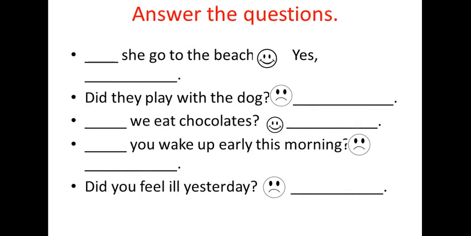And here we have some exercises to practice. So remember that at the beginning of the sentence you have to use did, and in the answers you have to write yes or no depending on the face. If it is a happy face, your answer is yes. If it is a sad face, your answer is no. So you can do this exercise. It's very simple.